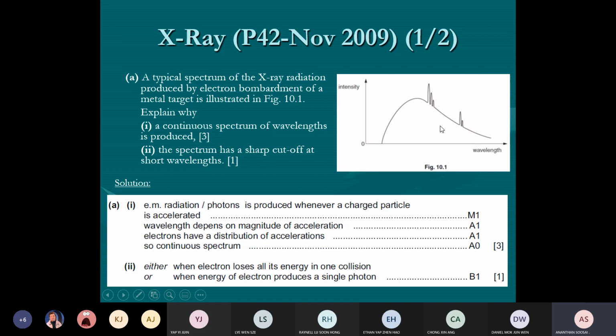Then 2, why is there a sharp cutoff? Of course, the emission spectrum. When an electron loses its energy, why a sharp cutoff? That means why there is a minimum wavelength. This happens when the electron makes one collision. All the electron energy is converted to a single photon. This results in a sharp cutoff. And the spike, again, many times I repeated that. Why does the spike happen? When the incoming electron collides with an inner electron, that electron is excited. When de-excitation happens, it produces an emission spectrum, which is responsible for this spike.